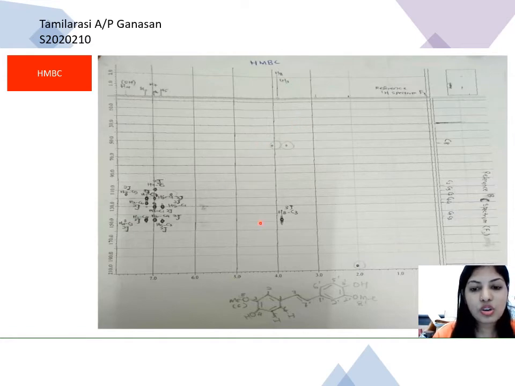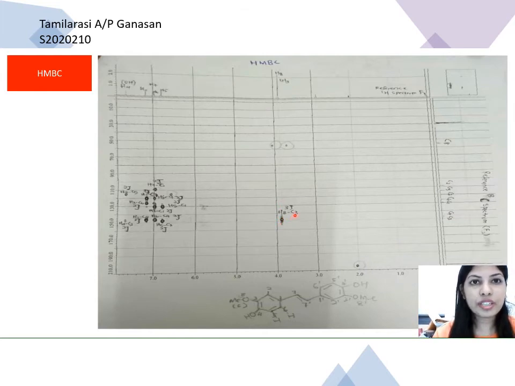There are 4 cross peaks that are not related, with no correlation between carbon and proton: 1, 2, 3 and 4. We just ignore those. So next we go for H8.